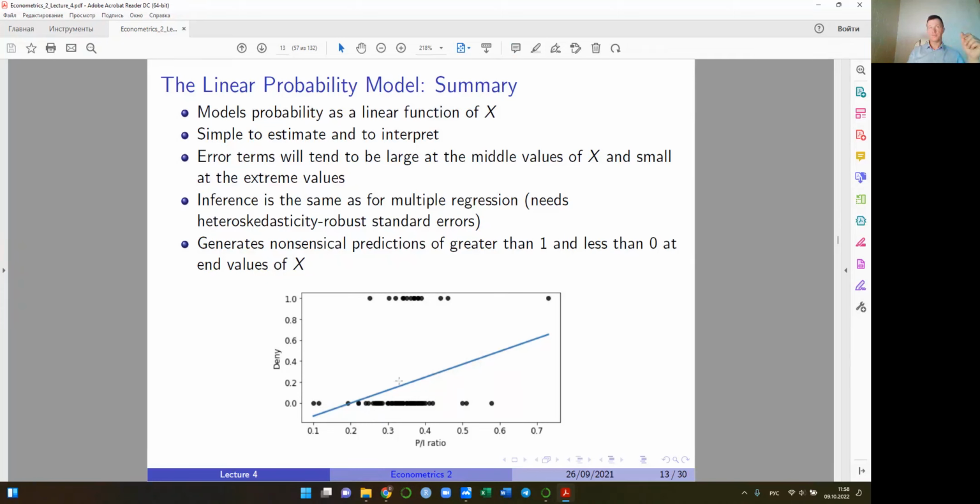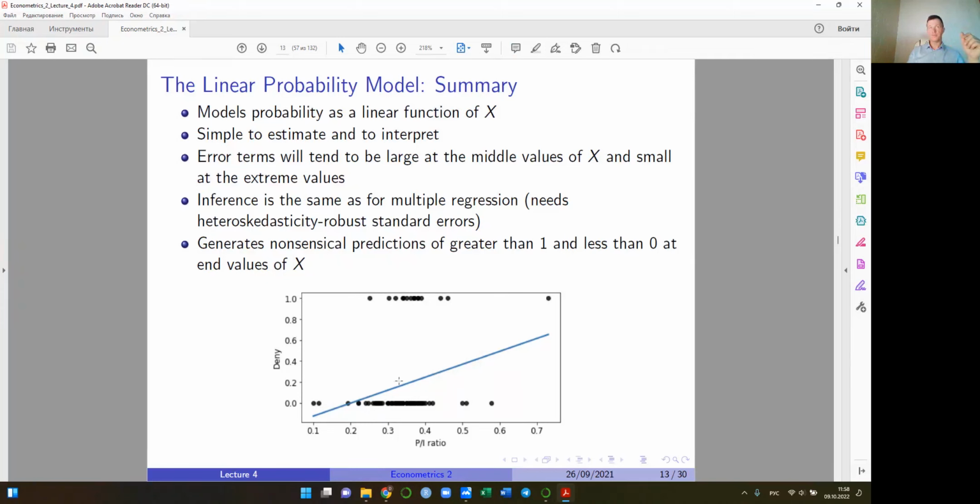Well, the last point here gives us an idea to think about more appropriate models to capture this relationship and to somehow capture probability in the correct interval. And this is done with the help of two models. The first one is called Probit and the second one is called Logit.